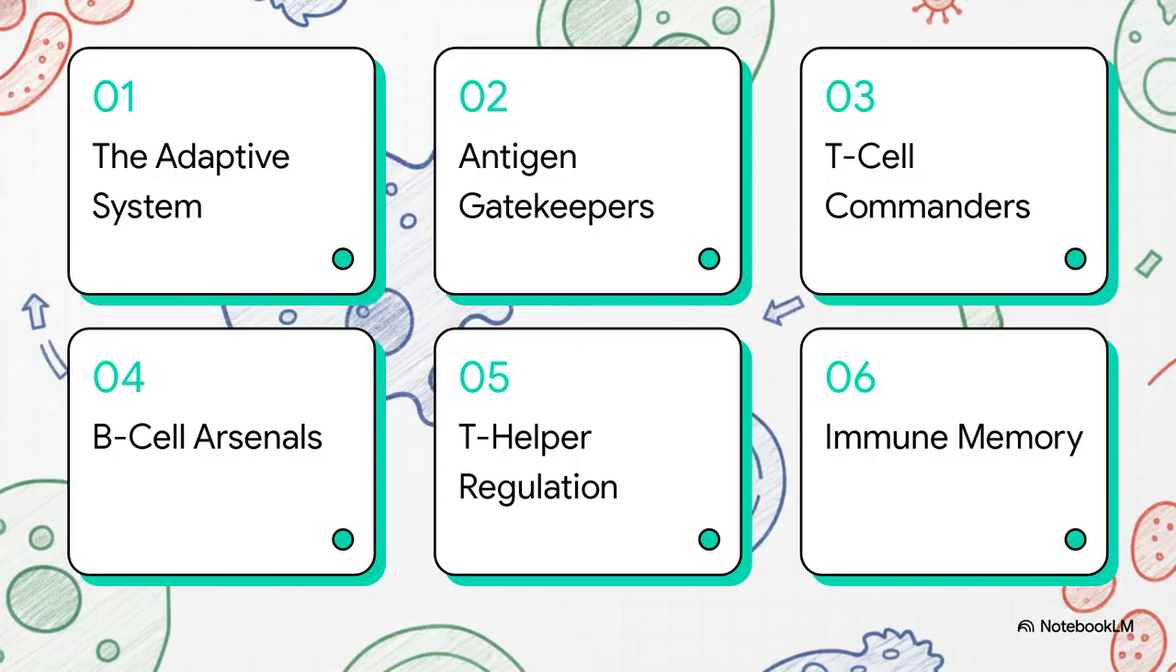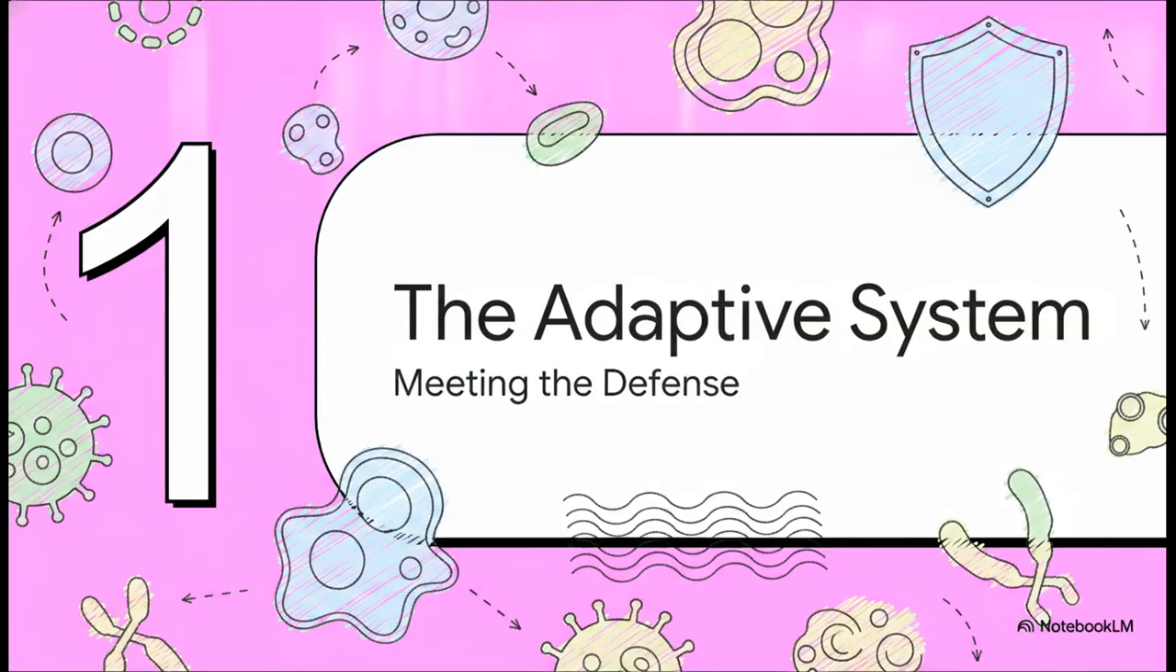To make sure we don't get lost on this journey, here is our anatomical map for today. 1. Meet the adaptive immune system. 2. Antigen-presenting gatekeepers. 3. T cells, commanders and assassins. 4. B cells and antibody arsenals. 5. T helper subset and regulation. And finally, 6. The power of immune memory. Okay, let's just jump right in.